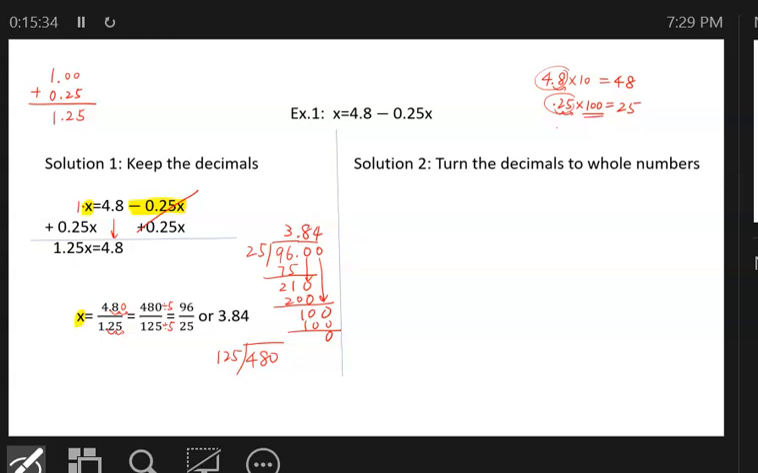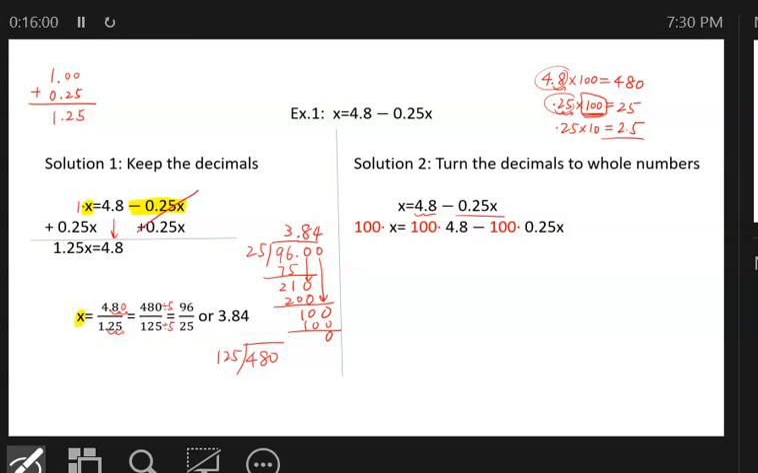Because if we multiply by 10, this is only going to turn 0.25 into 2.5. That's still not a whole number. So we're going to pick 100. Because if we multiply by 100, we're just going to get 480, which is still a whole number. So first step, since when we have an equation, we can multiply both sides by the same number, we multiply the left-hand side by 100, and the right-hand side, both terms multiplied by 100.